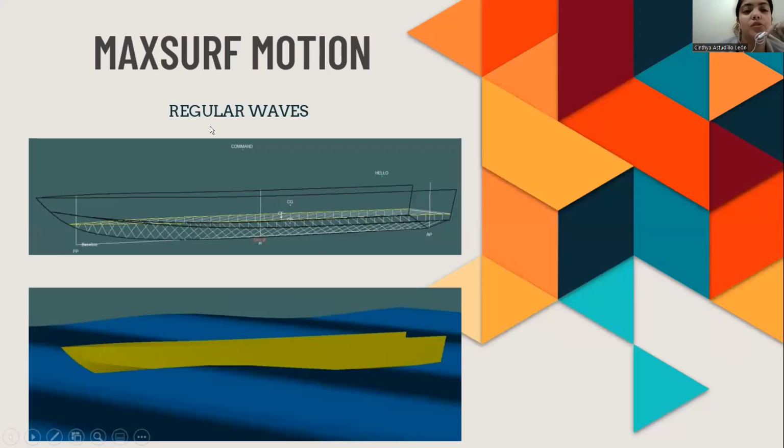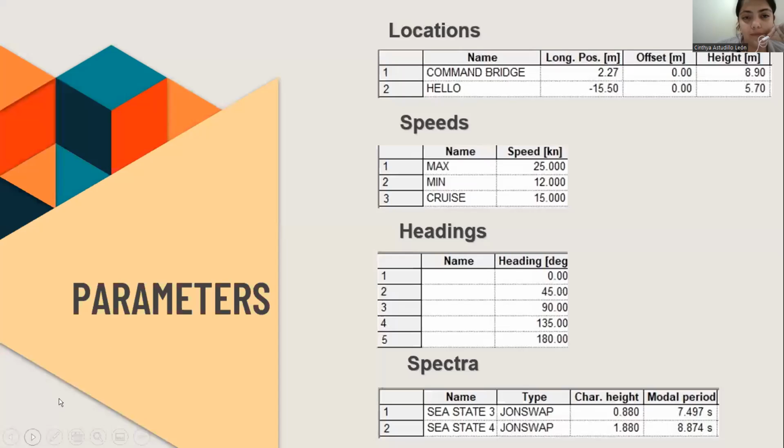When you use MaxSurf Motion in regular waves, first we import our model from MaxSurf and obtain the first graph. Then finally, when we reproduce in regular waves, we have an animation of the components of our ship in the regular wave selected, at the encounter frequency selected.